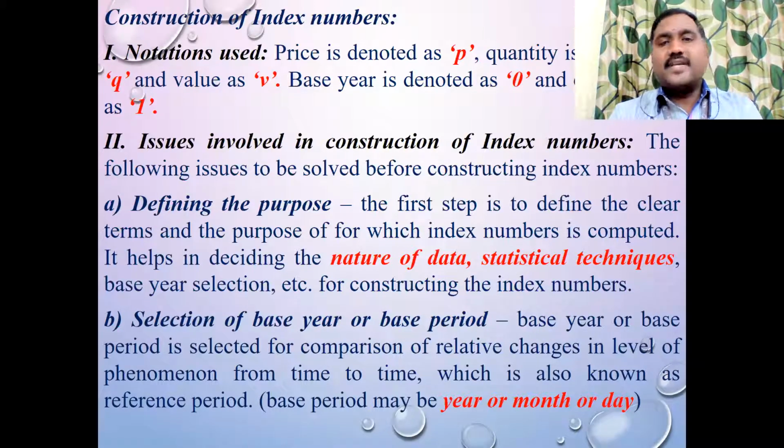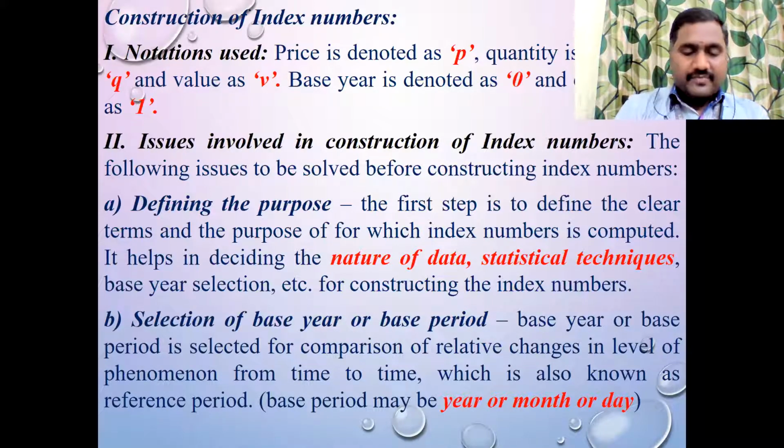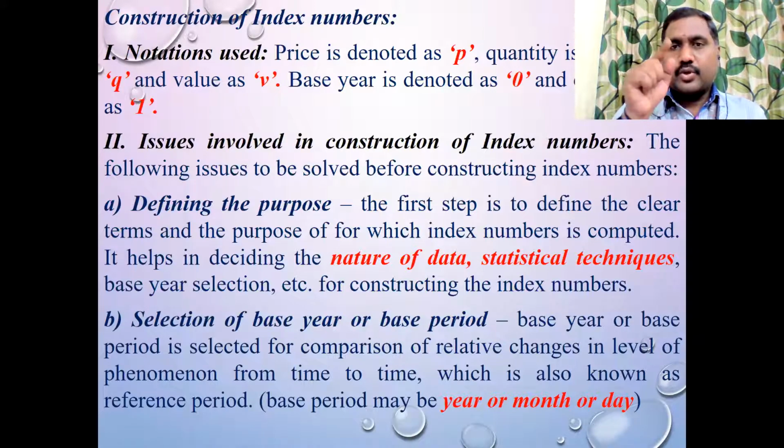For 5 marks, they may ask you sometimes how to construct an index number. Okay, there are 6 steps. Before constructing an index number, you should know what terms you have to use. In the formula, P is used to denote price, Q is for quantity, V is for value. For base year, it should be 0. For current year, it should be 1. This should be mentioned in your formula.